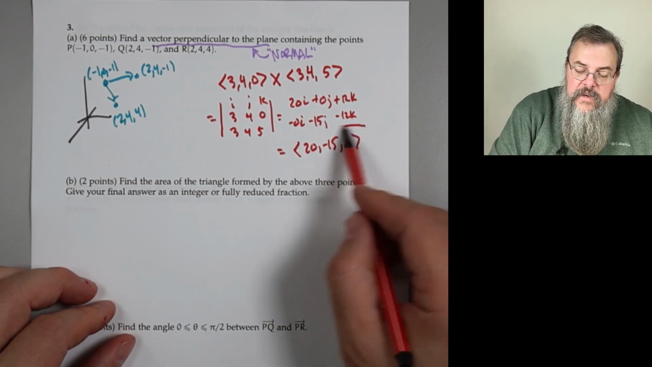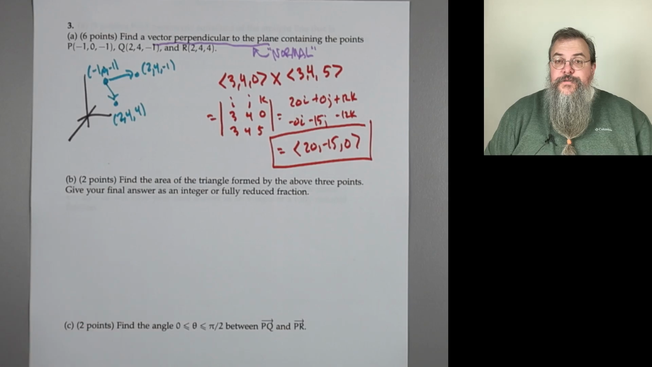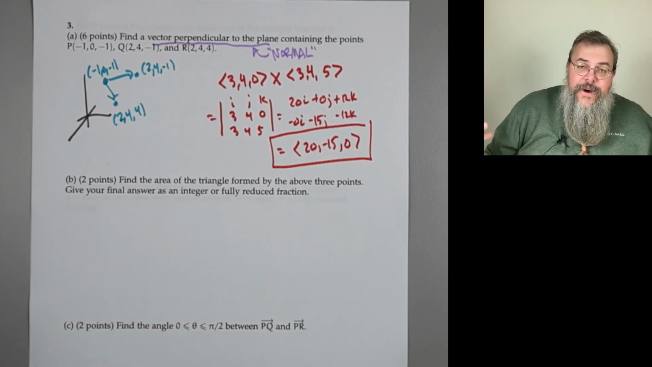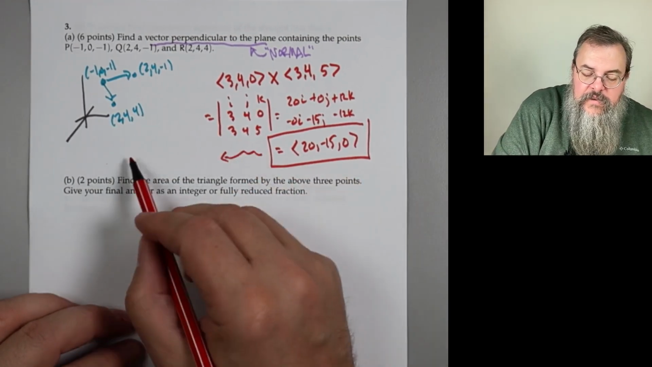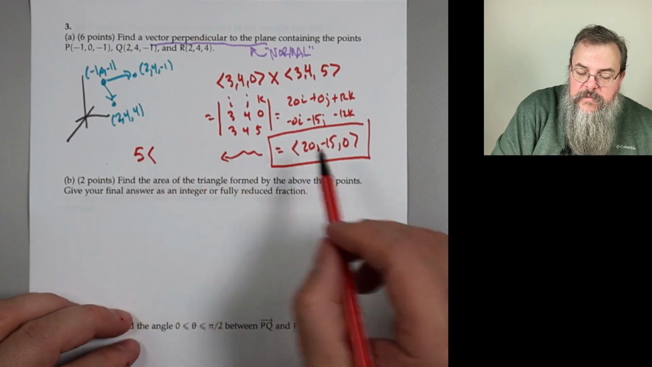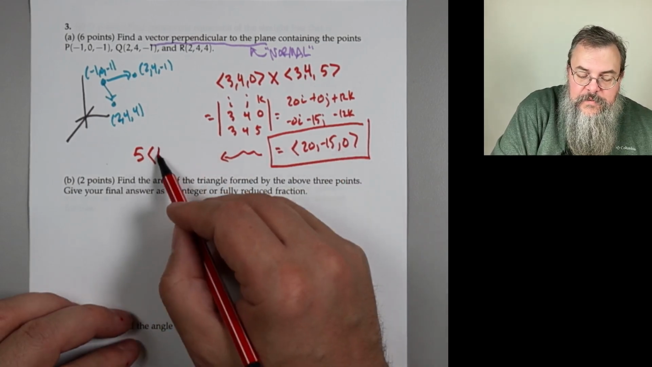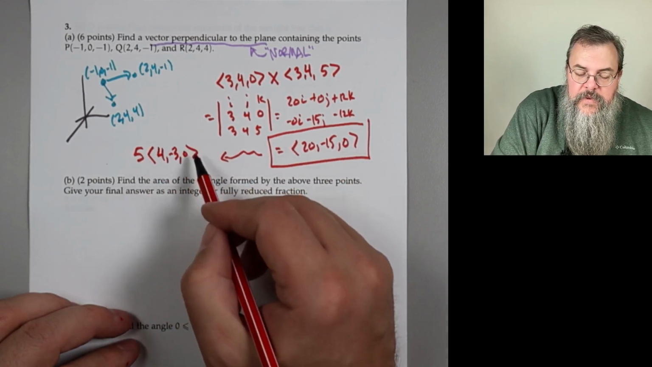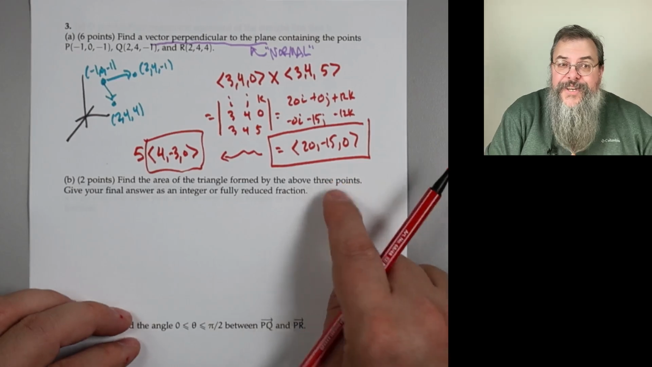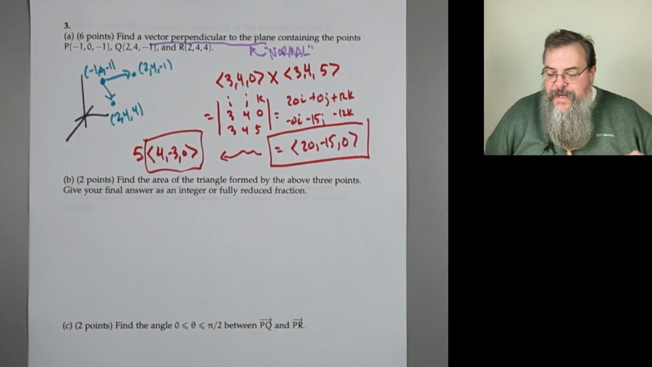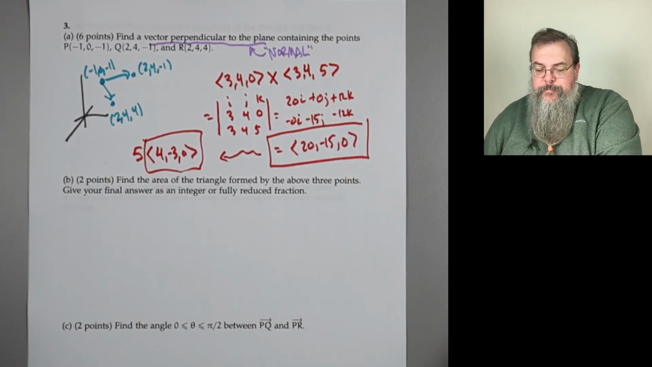Okay, so that is the vector we can use. Now, we can also pull out a 5 if we wanted to. So, for instance, we could say this is the same as 5 times (4, -3, 0), because 5 is a common factor. And then we could just choose this part here. These are both correct. Normals are not unique. In fact, there's infinitely many normals, you can always scale.